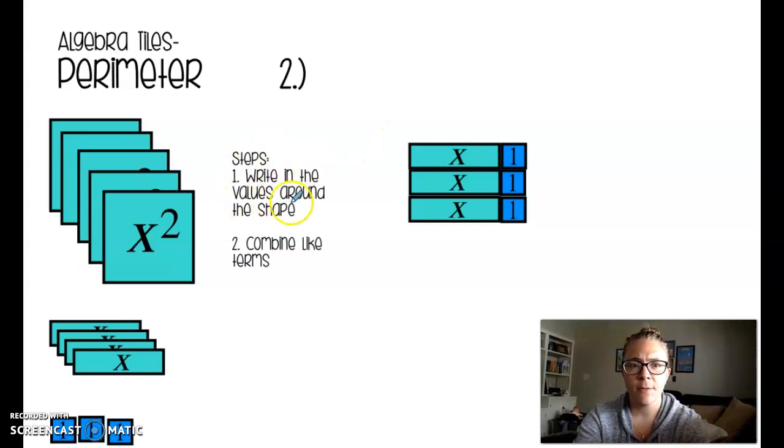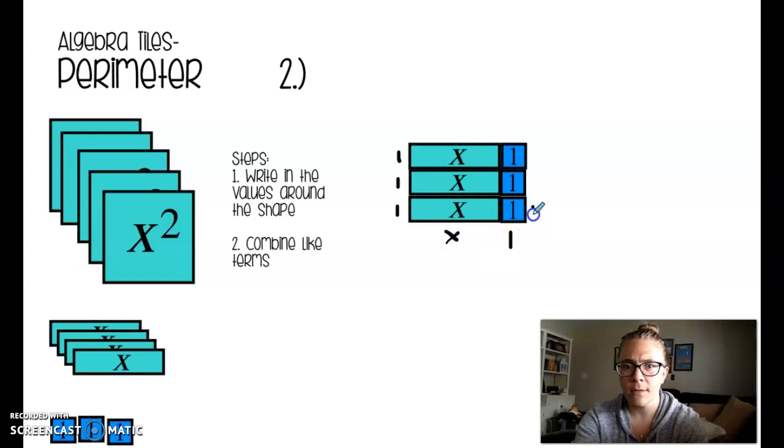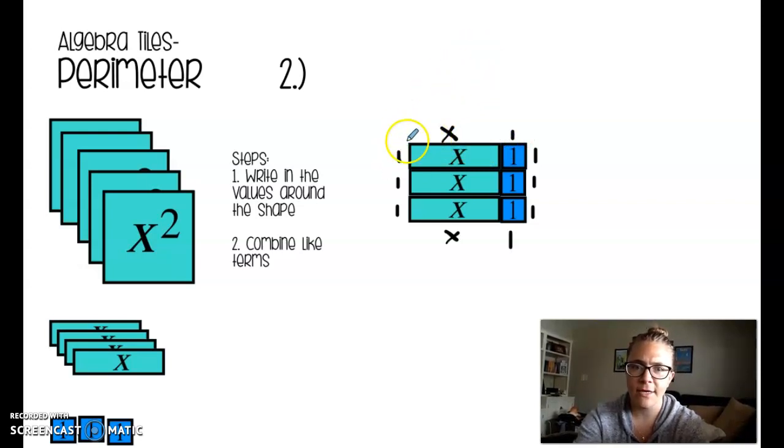So once again, we want to make sure that we follow the steps. The first step that we did on our last one is that we write in the values as we walk around the shape. So I'm going to start in the top left corner again. This first side length is 1. This side length is another 1 and 1. Here I have x. Here I have 1, 1, 1, 1, and 1. Then this last chunk right here is going to be an x. Then I'm back at where I started.